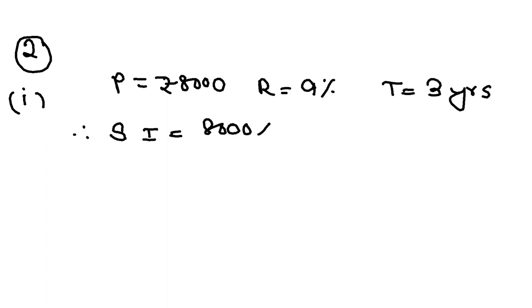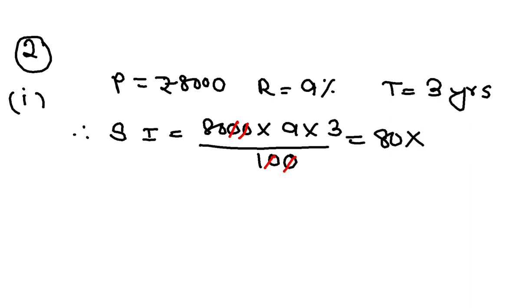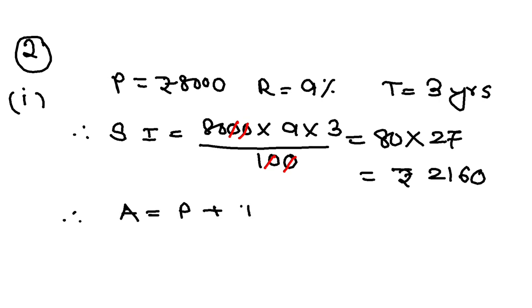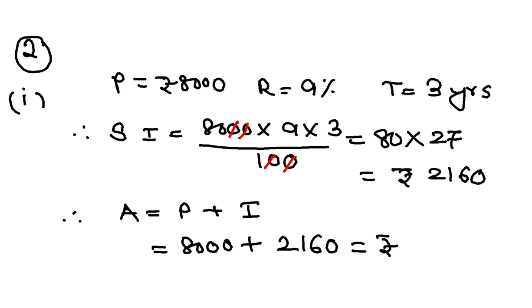So principal into R into T by 100, zeros are cancelled. So I'm left with 80 into 9 into 3, which is 27. So this gives us rupees 2160. So 2160 is the SI, that is the interest, but you have to find the amount. So we know that amount is principal plus interest. So my principal is 8,000, so 8,000 plus interest 2160. If I add these two, I'll get 10,160. This is the value of the amount.